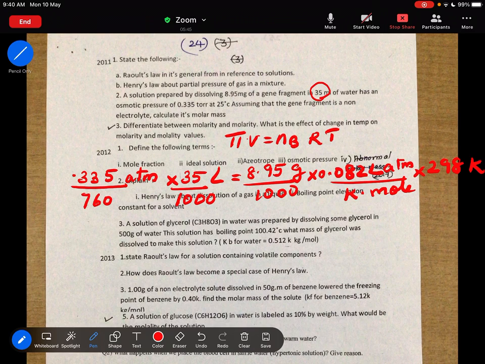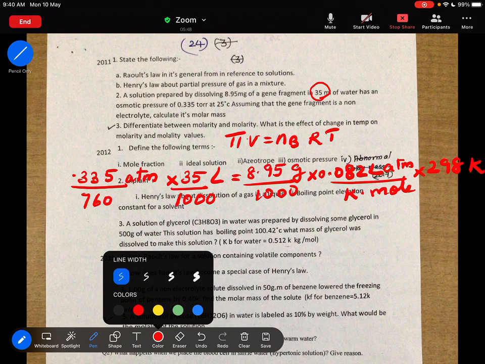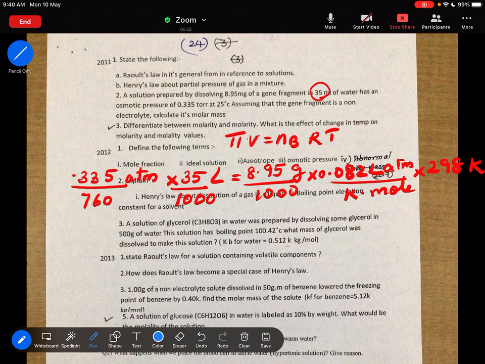So what you have to find out? You have to find out this M_B, where this is W_B upon M_B. So M_B you can calculate. M_B's unit will be in grams per mole. Now, what all things will get cancelled? Atmosphere will get cancelled. Then liter will get cancelled. Then this K gets cancelled. What all things remaining? Grams per mole.